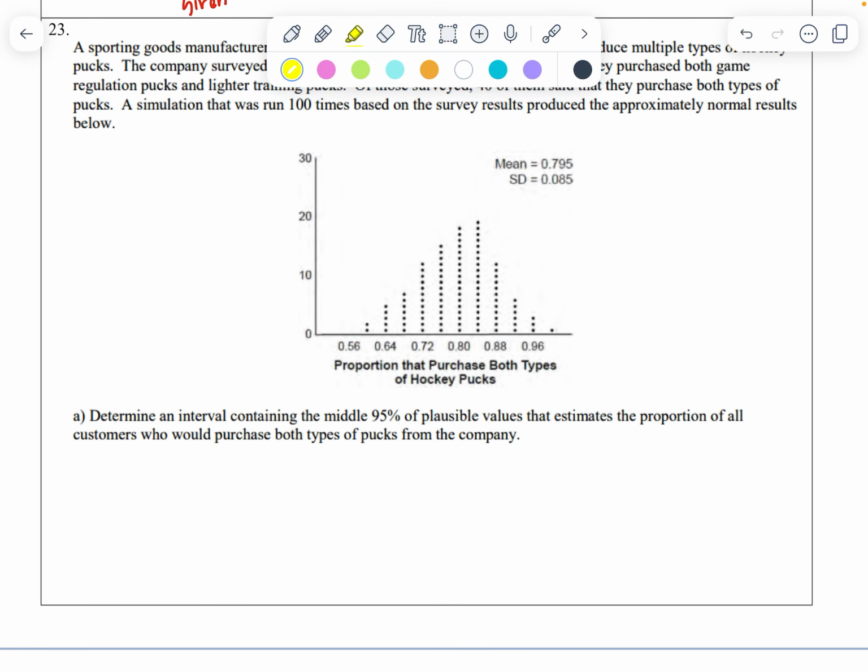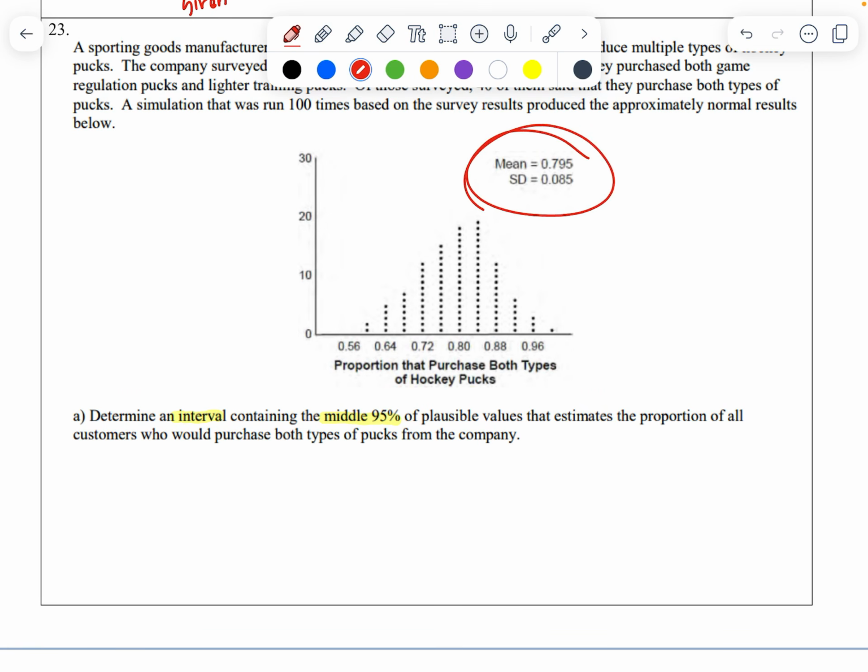A simulation that was run 100 times based on the survey produced approximately normal results, shown below. All right, here we go. Determine an interval containing the middle 95% of plausible values that estimates the proportion of all customers who would purchase both types of pucks from the company. This is a very, very popular question.